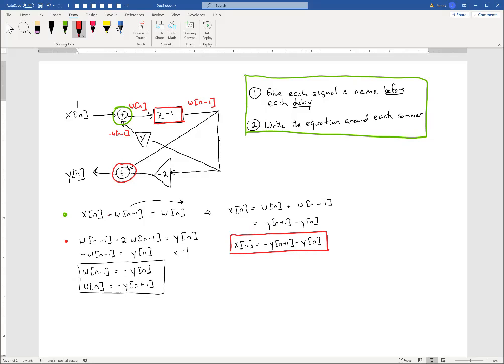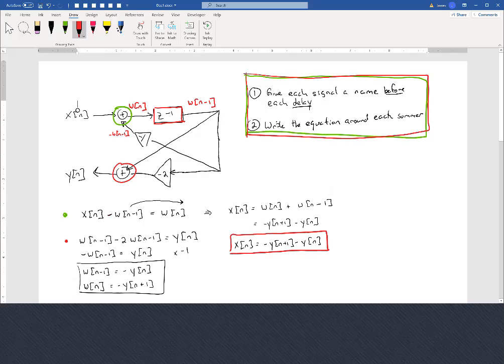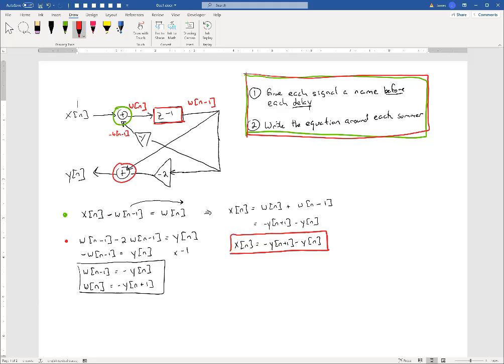You'll never go wrong if you follow these rules up here, which is to first give every signal a unique name before every delay. And then the second is to write the equation around every summer. You'll have 1 equation per summer. So if you got 2 summers, you'll have 2 equations, and you'll have 1 extra intermediate variable you have to get rid of.